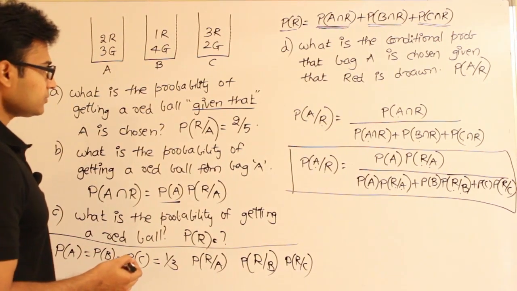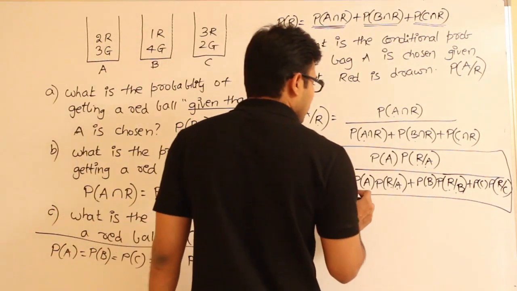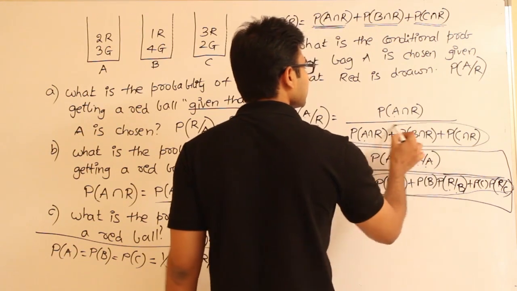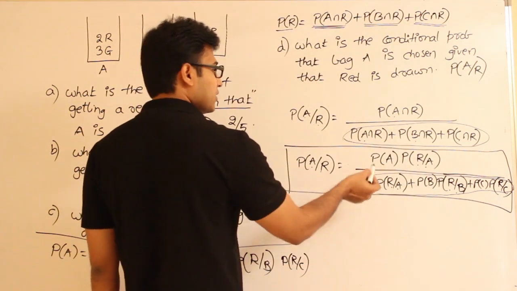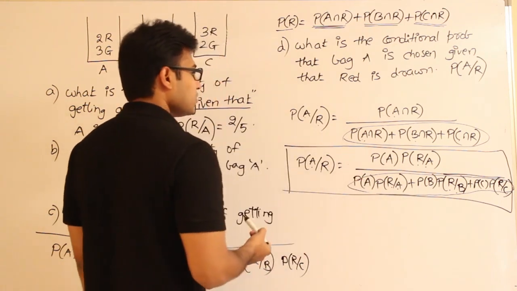Got it? So why is it right? See this. If you look at this entire denominator, this one. See, in case of dependent events, I am doing it like this. In case of independent events, it is going to change, right?